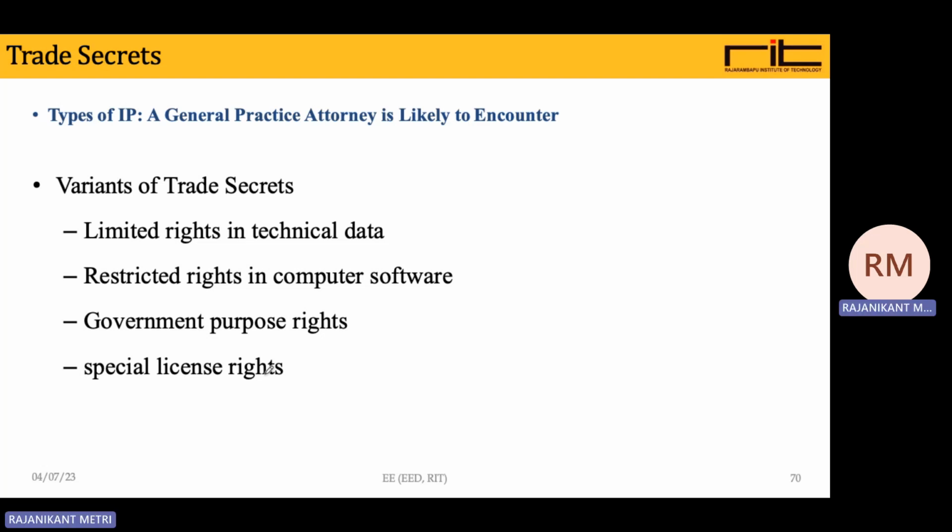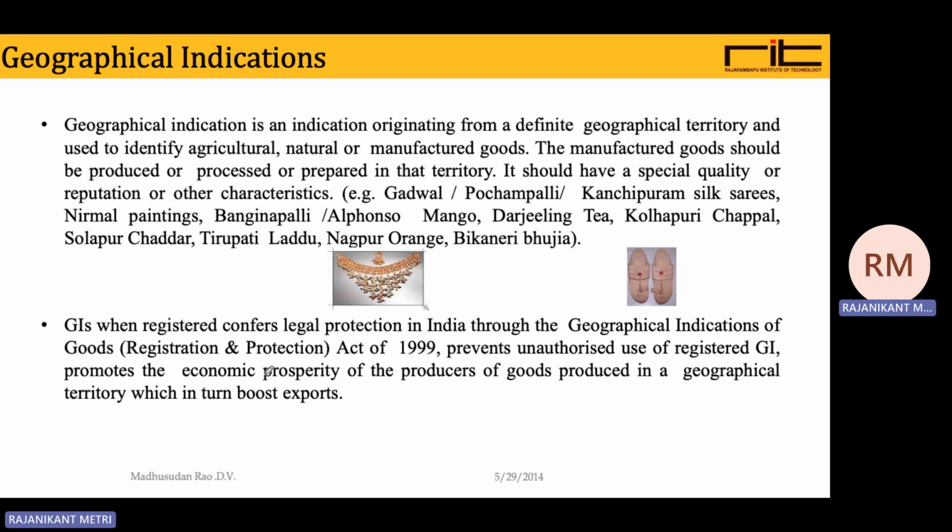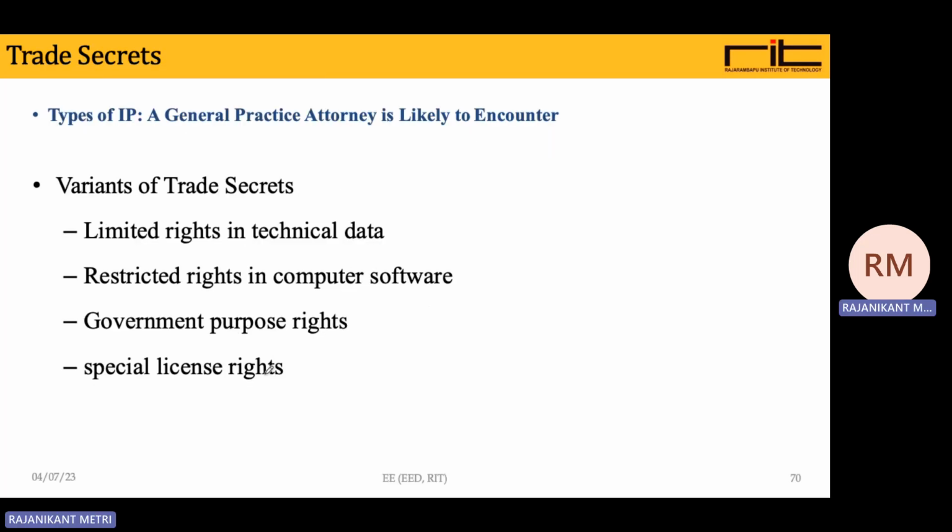Now variants of trade secrets like limited rights in technical data, restricted rights in computer software, government purpose rights, special license rights, geographical indications. We will discuss this point in the next lecture.